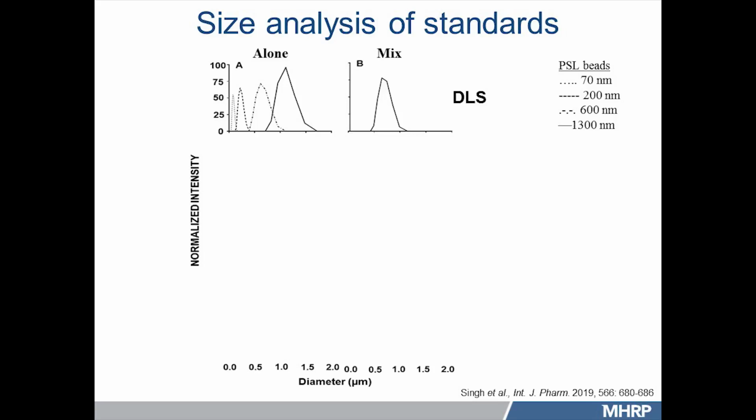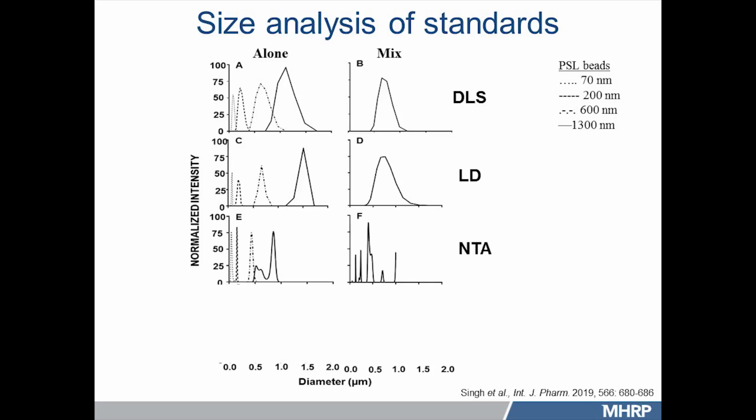As you see in the DLS, four beads of 70, 200, 600, and 1300 nanometers were identified accurately when they were used alone. You get an average size, but you do not see the individuality of these beads, which is expected from DLS. For laser diffraction, again, you see the individual particle size correctly when you use only one bead, but when you mix them, you get an average size more similar to DLS, suggesting that they do not give you the size distribution for these size ranges when they are close together. In the case of NTA, you do see the particles individually, alone as well as in the mix.